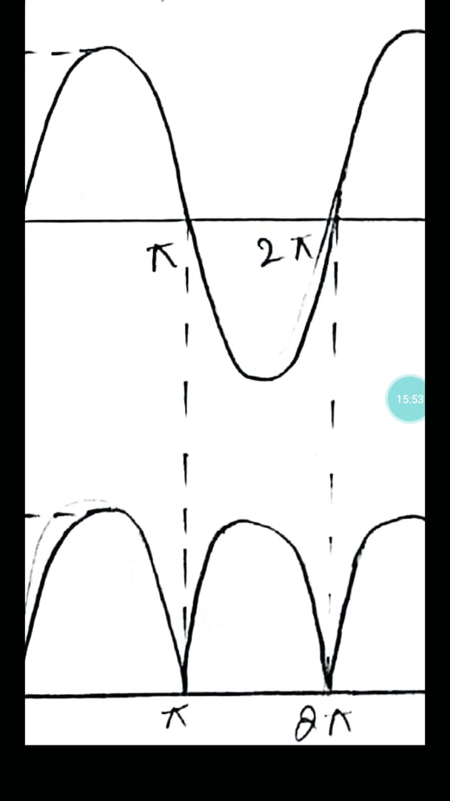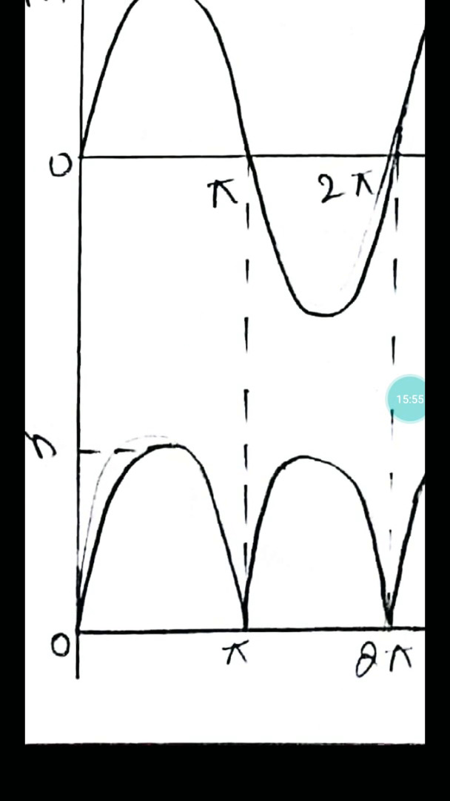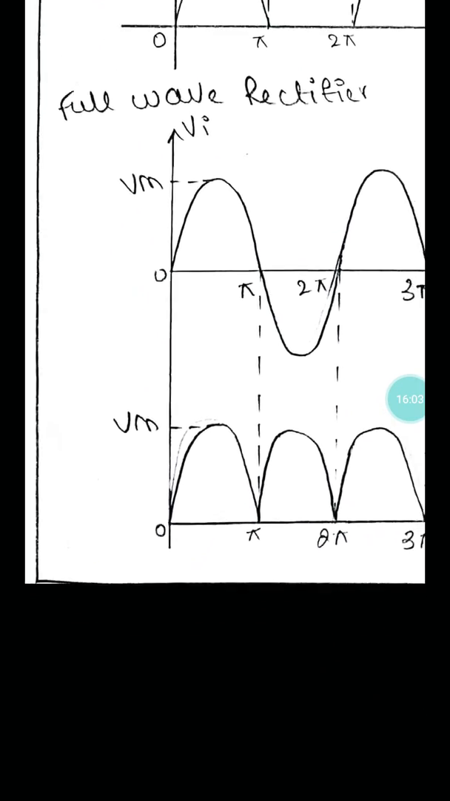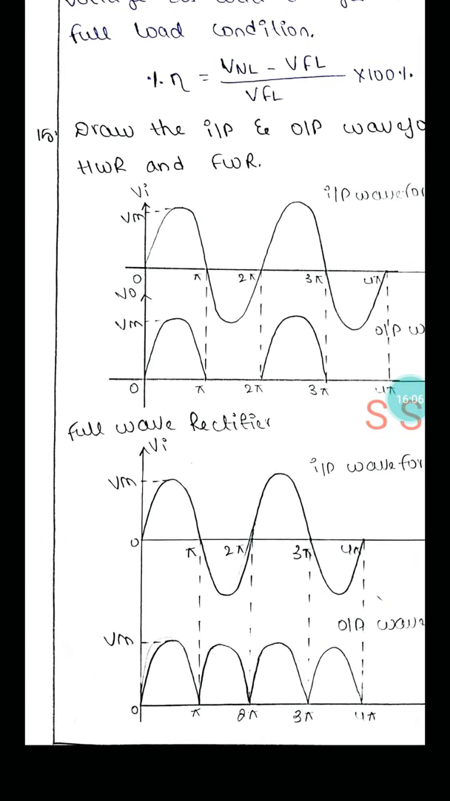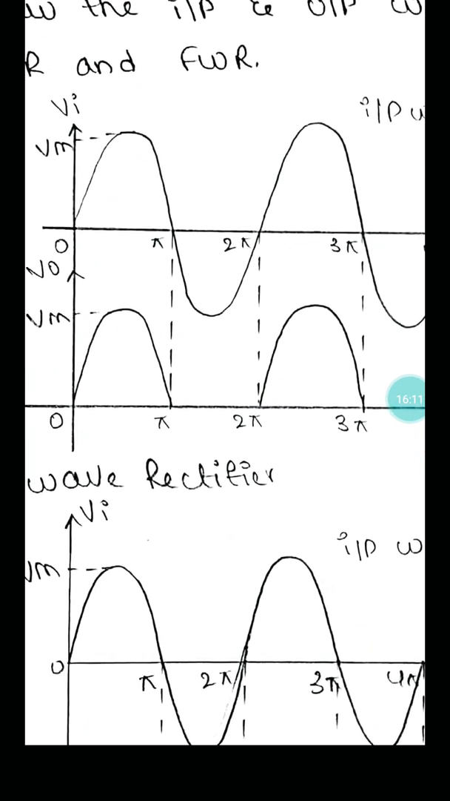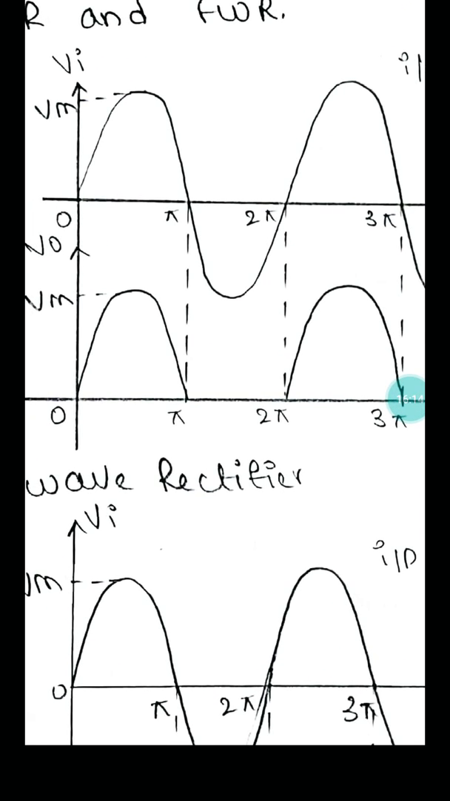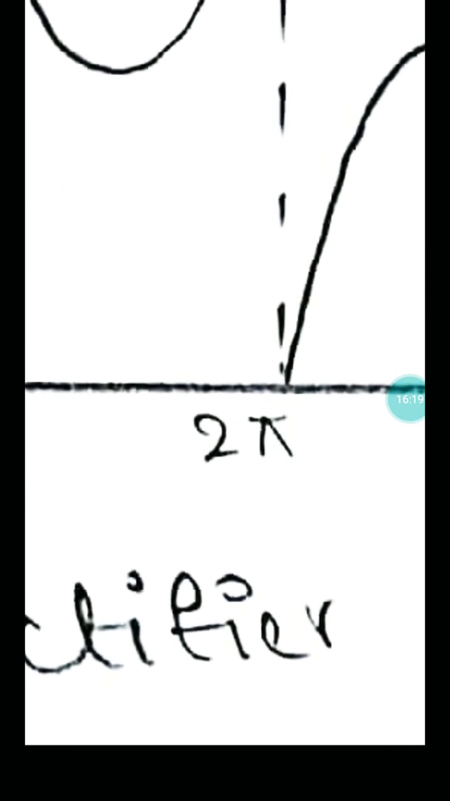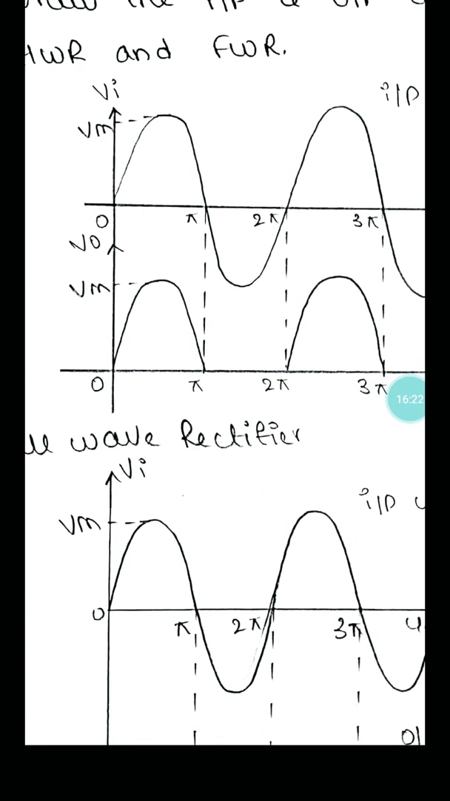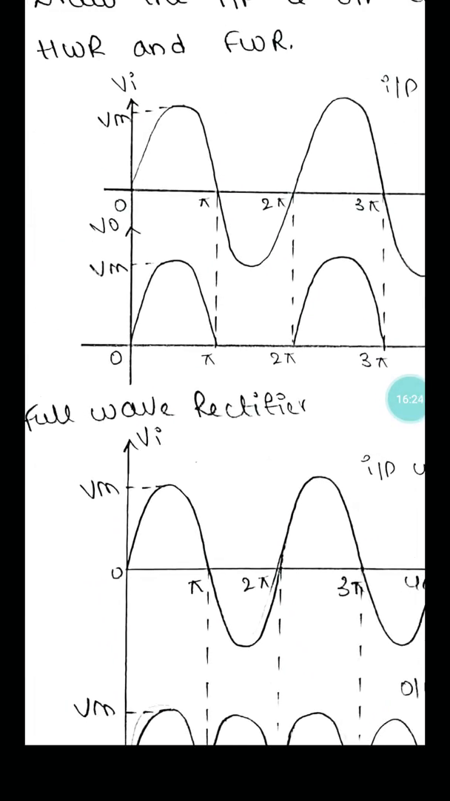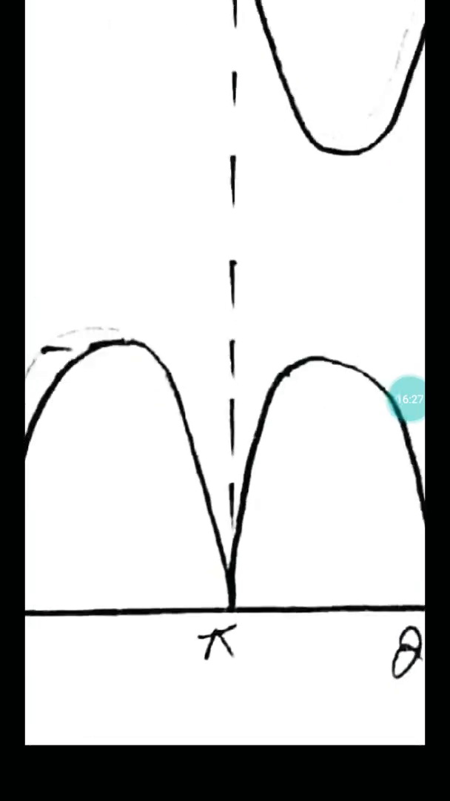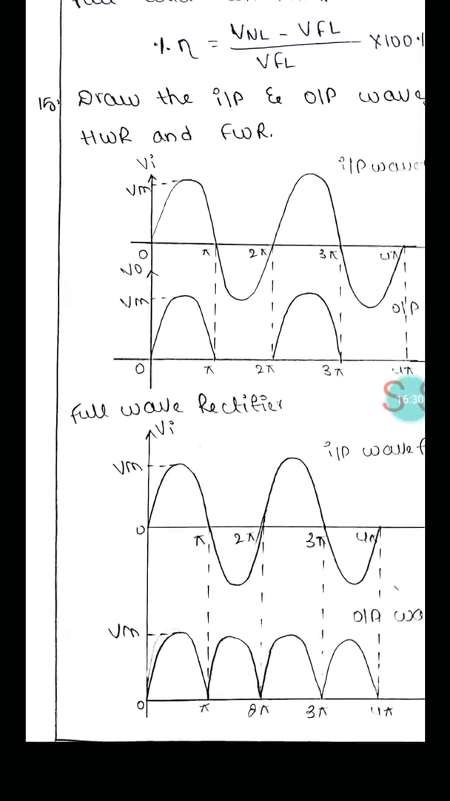In this full wave rectifier, what is the time period? 0 to pi, and then again the waveform starts at pi. So in a full wave rectifier the time period is pi. Coming to the half wave rectifier, the wave starts again at 2 pi, which is why in a half wave rectifier the time period is 2 pi, while in a full wave rectifier the time period is pi. Now we will enter into the derivation part.